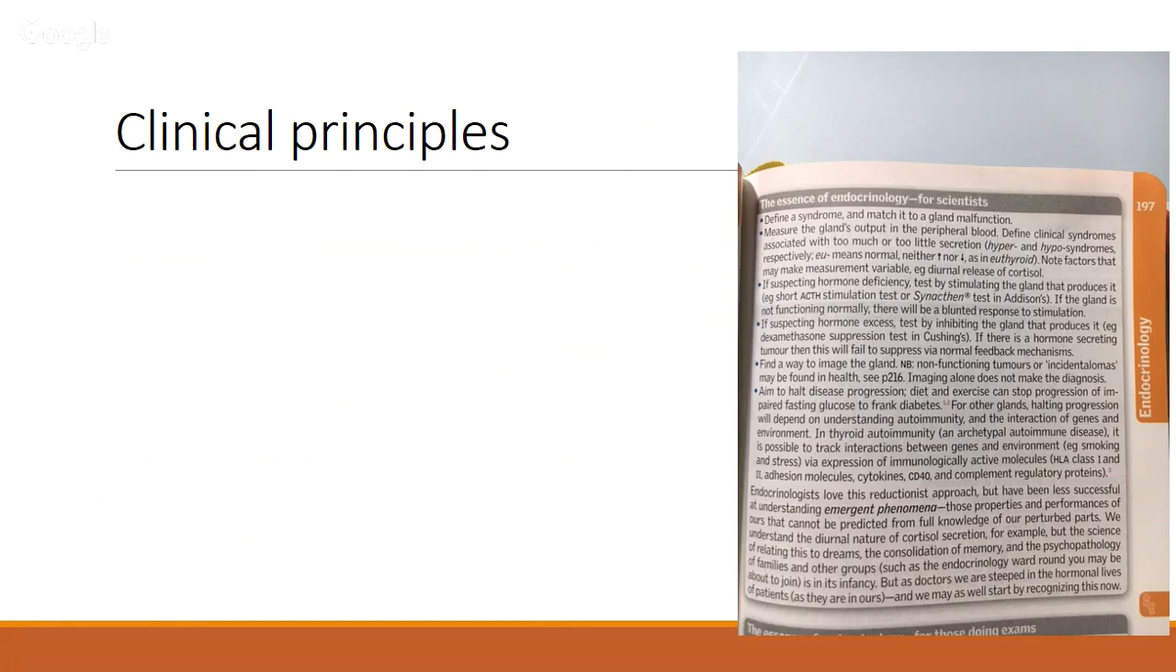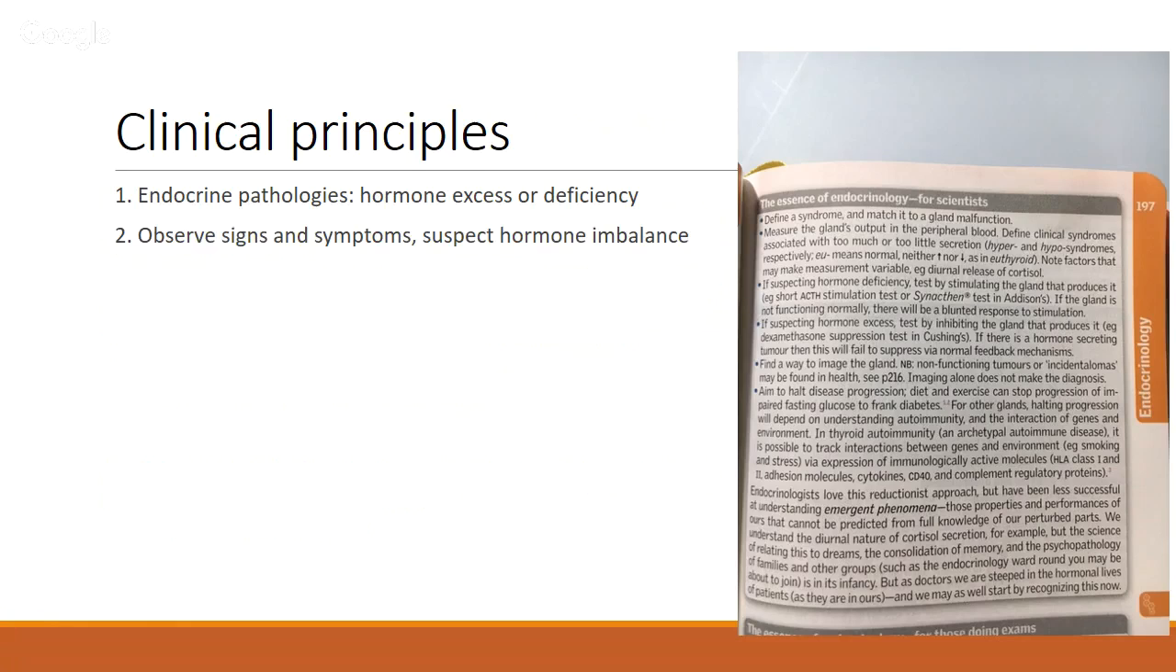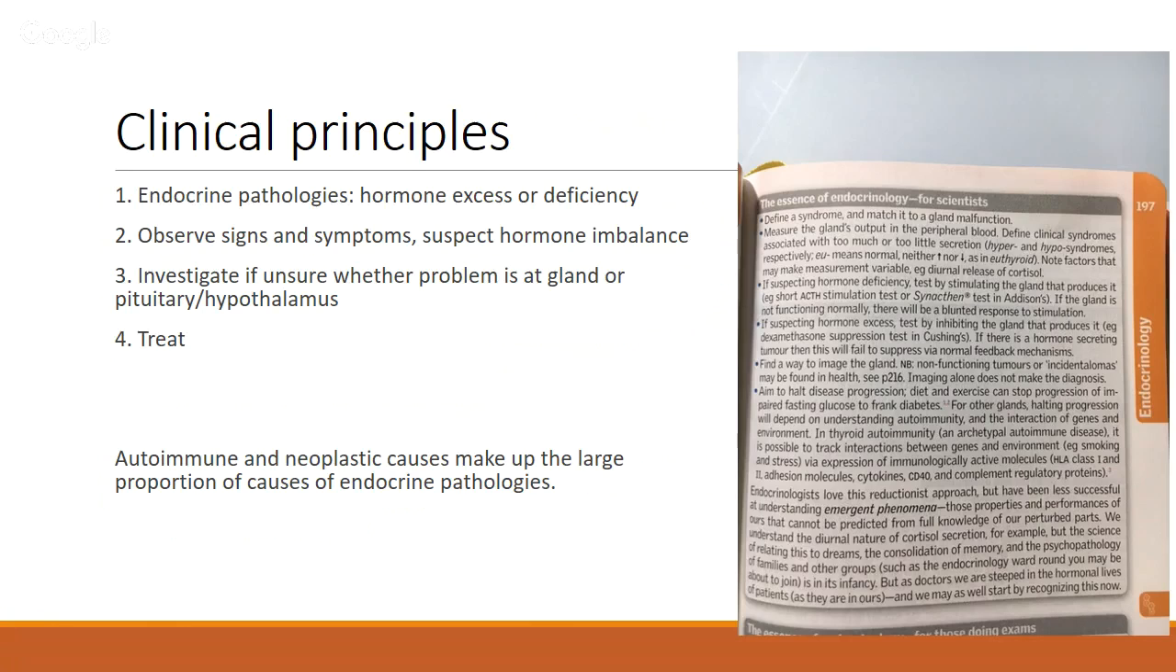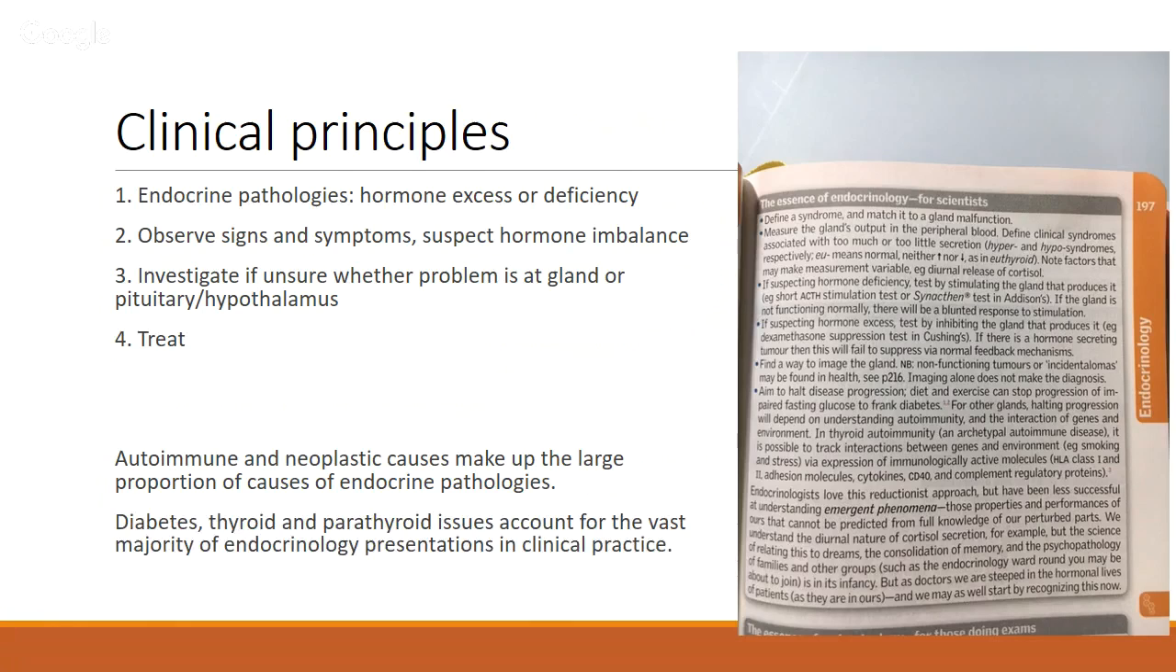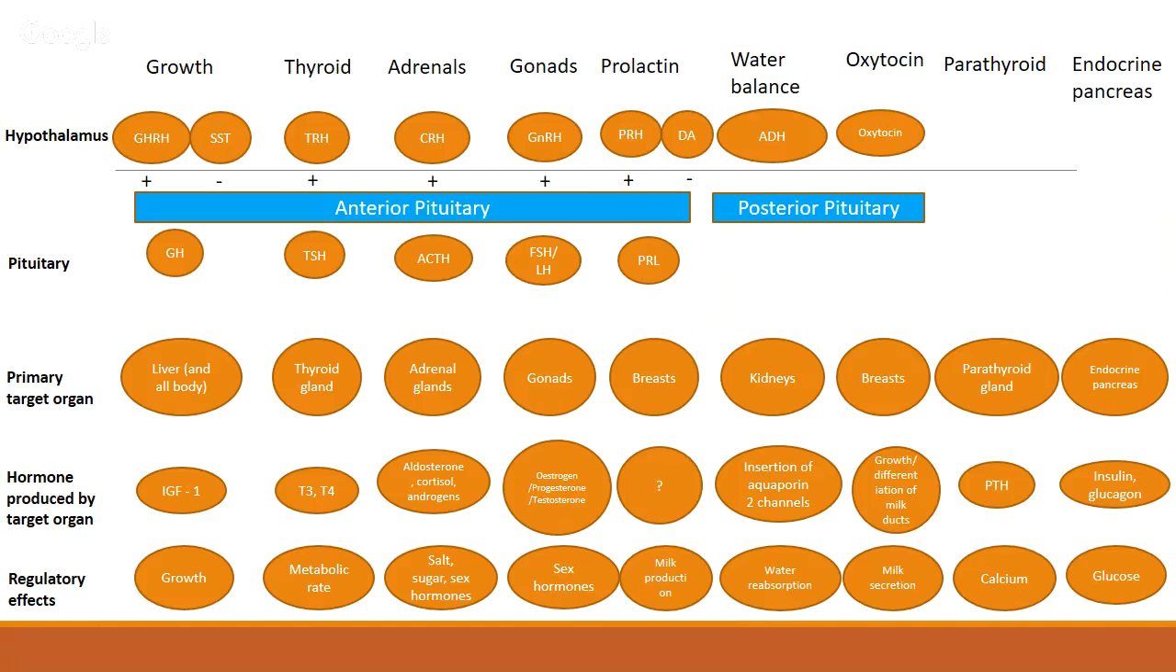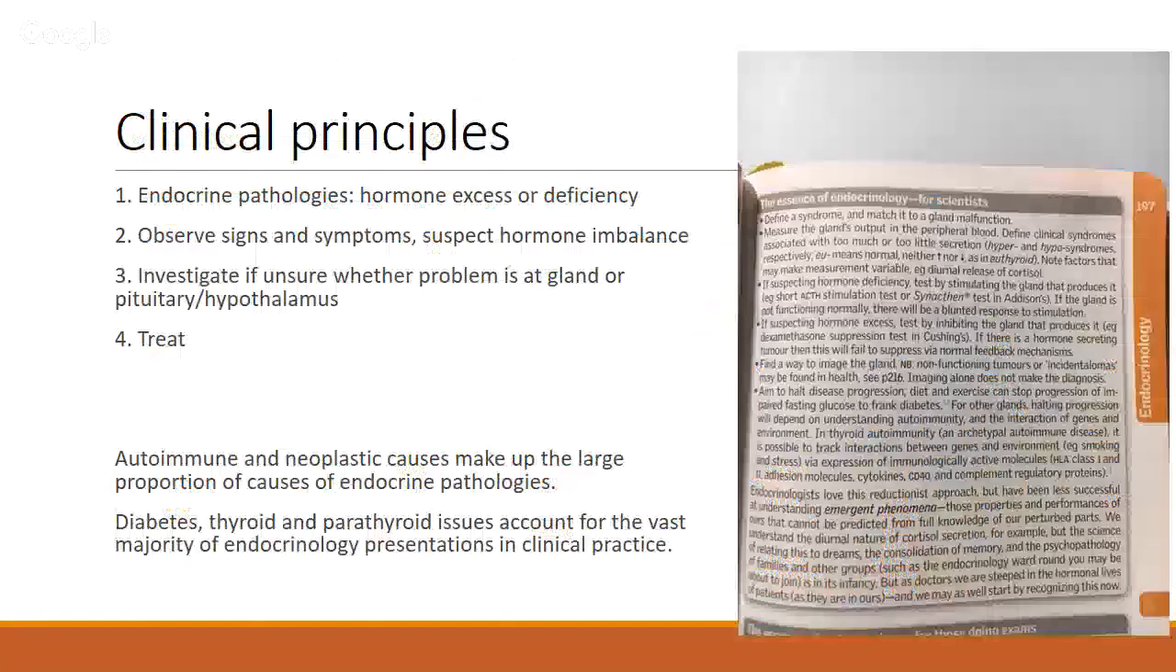So just some clinical principles. This is a page right out of a textbook. Generally speaking, in endocrine, the pathologies are very simple. It's either a hormone excess or a hormone deficiency, that's all. As a clinician, you observe signs and symptoms and you suspect a hormone imbalance. You investigate if you're unsure where the cause is, and then you just treat. The principles of endocrine are very simple. And you will find that autoimmune and cancer will make up the large proportion of the causes of endocrine pathologies. And in practice, diabetes is about all you see.